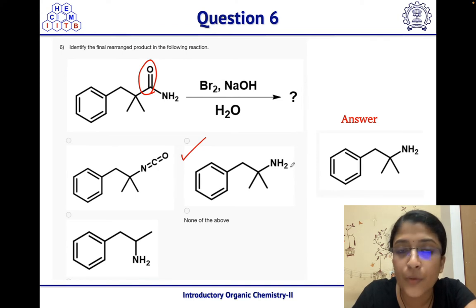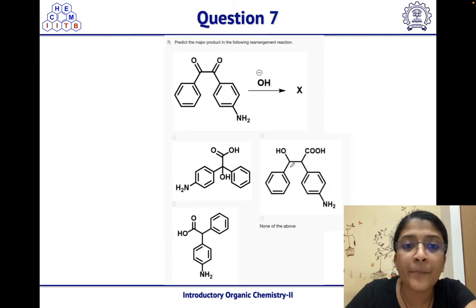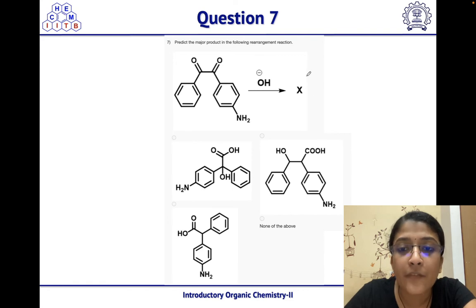Okay, coming to question 7. Predict the major product in the following rearrangement reaction. This diketone we are treating with the base, it will give X. We have to identify what that X is.